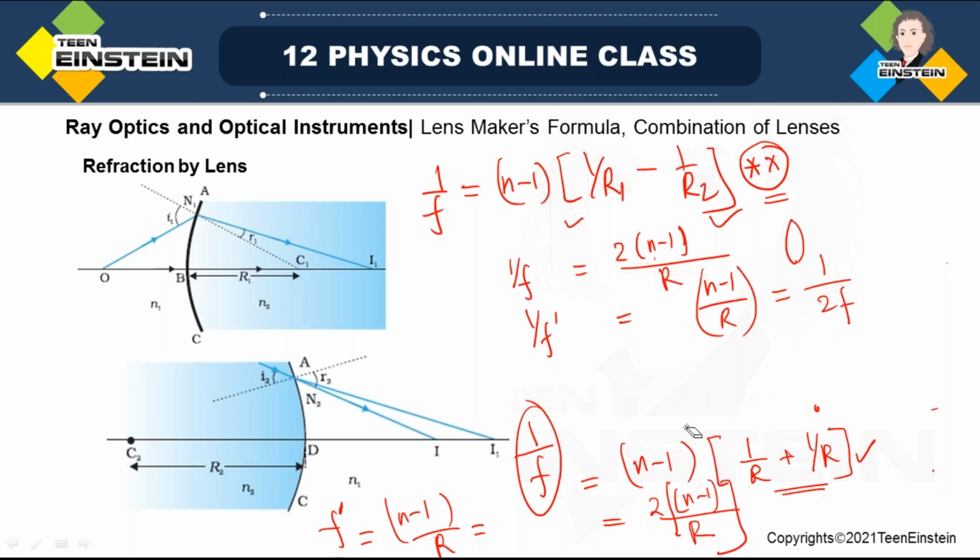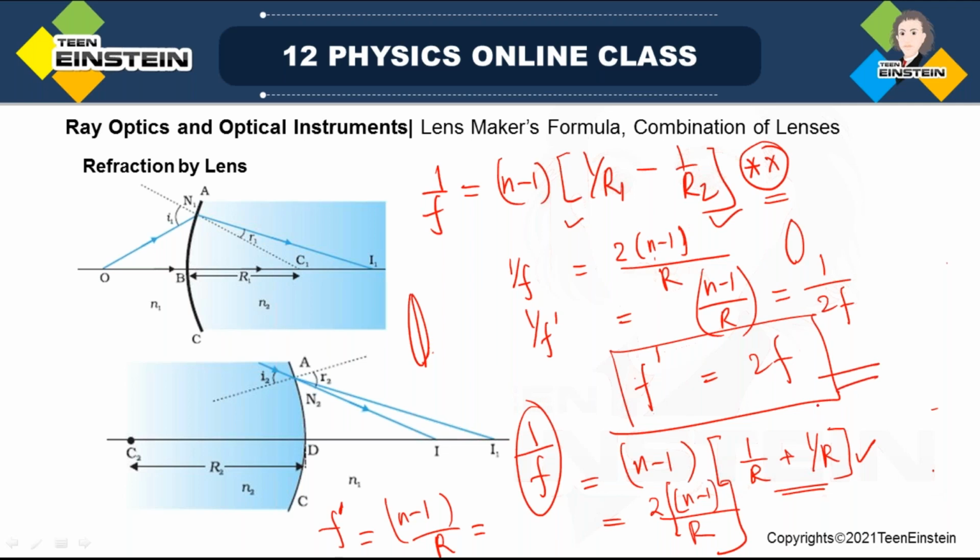If we just erase this part and write, let me write this, what we get finally. See, f prime is equal to 2f. Do you agree with me? I hope you know this, but you may not know how to get f prime equal to 2f. So each half will have focal length twice the original focal length. So after making half in this way, you will get 2f.